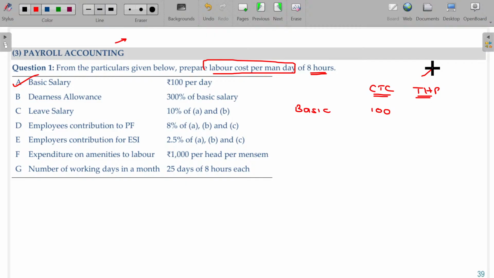While releasing the payment, we have to consider only the take home pay, right? So the company pays 100 rupees, employee takes 100 rupees. DNS allowance. DNS allowance being 300% of the basic. So 300% given and taken. Leave salary.